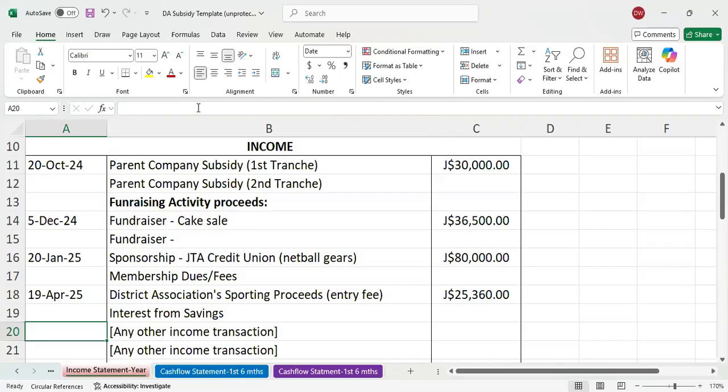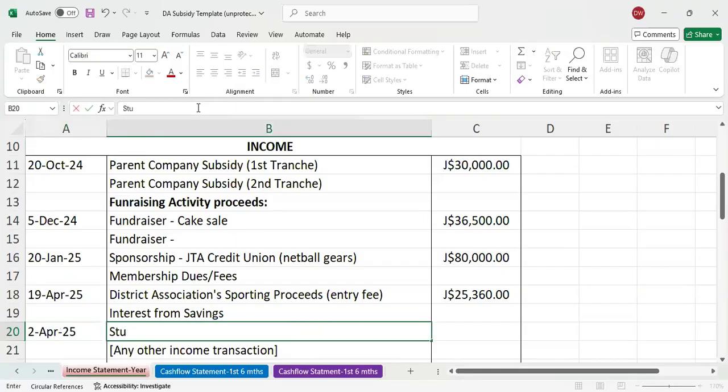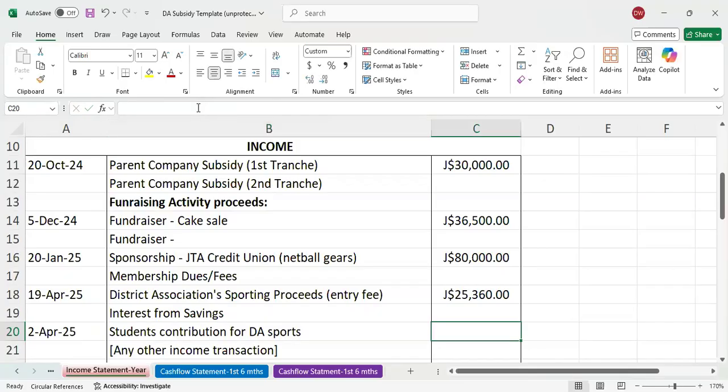So let's say on the 2nd of April, some of the students contributed for their DA sports, and you collected $15,300.